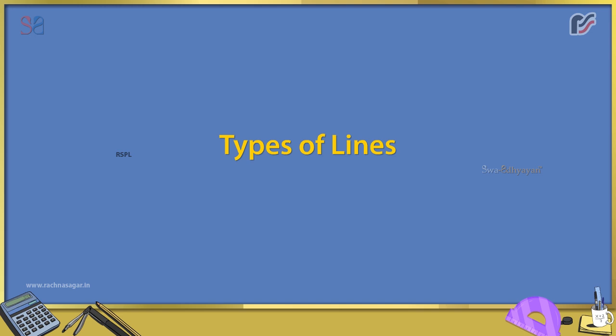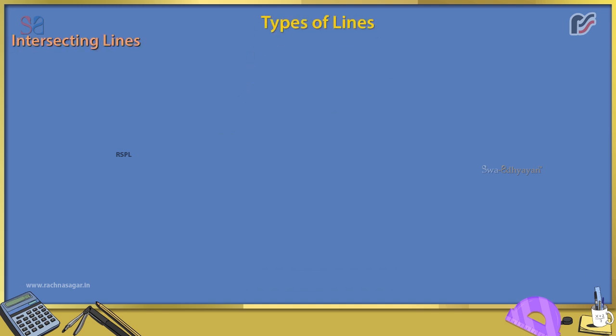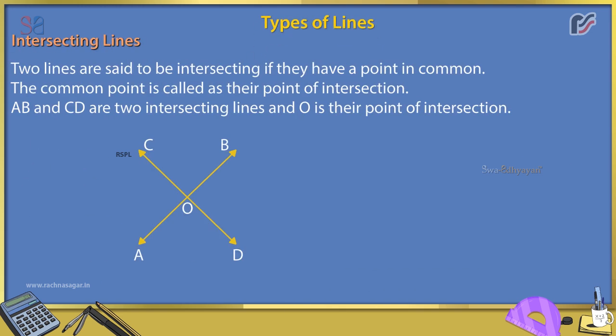Types of lines. Intersecting lines. Two lines are said to be intersecting if they have a point in common. The common point is called their point of intersection. AB and CD are two intersecting lines and O is their point of intersection.